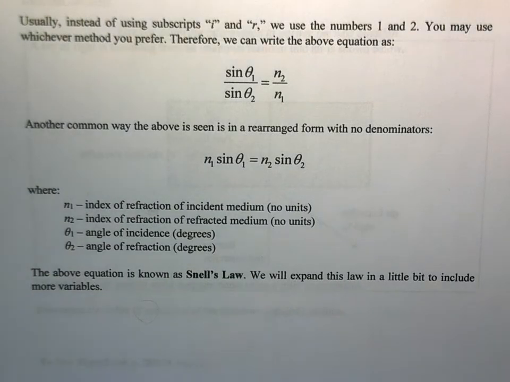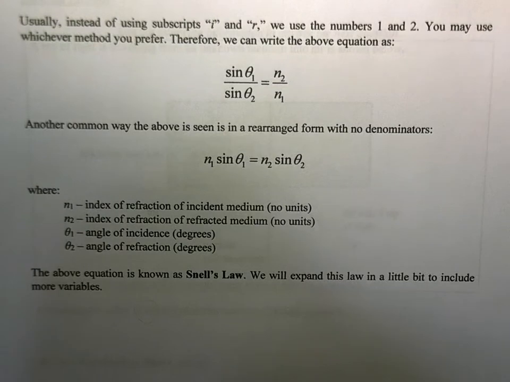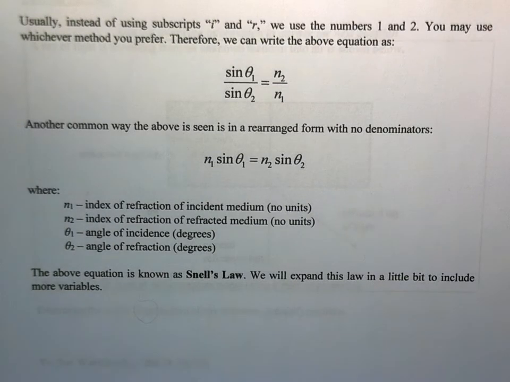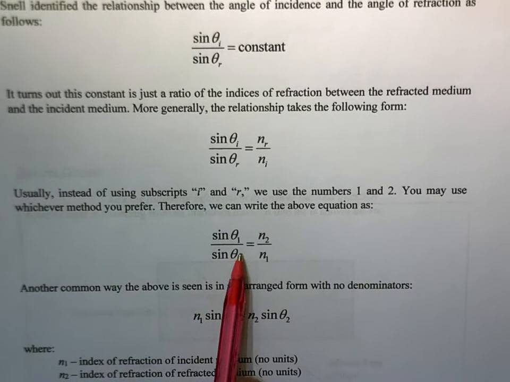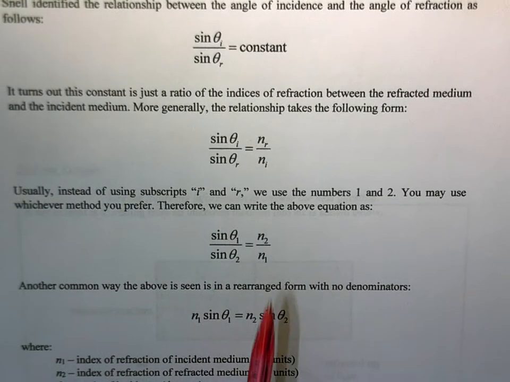This equation is known as Snell's law. It takes into account index of refraction and angle. We're going to expand Snell's law a little bit later to include things like wavelength and speed, but we'll get to that later. This equation is on the data sheet, though not in this form, so you would have it presented like this.